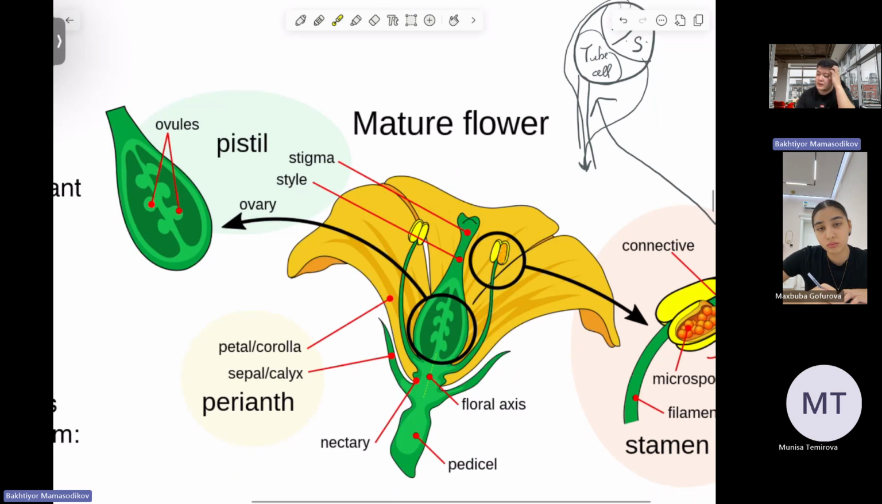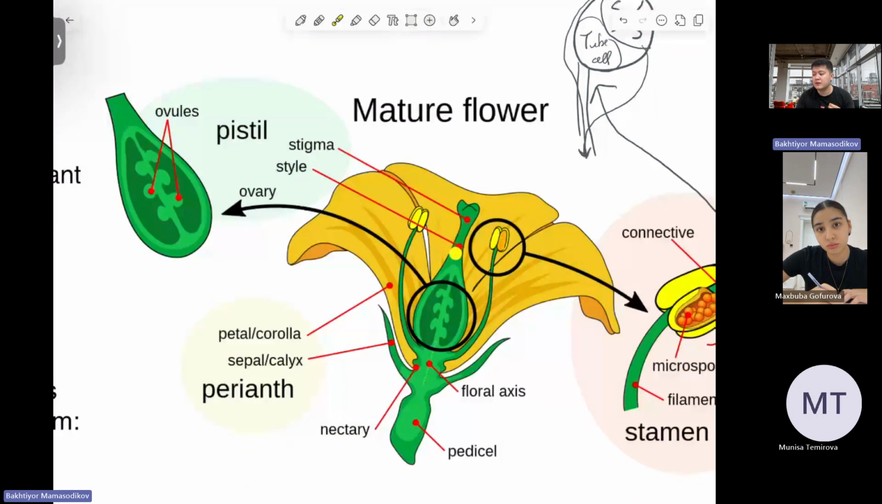The second part is the style. This is the tube connecting the stigma to the ovary. It's like a fallopian tube guiding the sperm to the egg. The ovaries contain the ovules. Those are the ovaries, and inside the ovary there are six ovules, as you can see here. They are like the human ovary holding the egg cells inside.